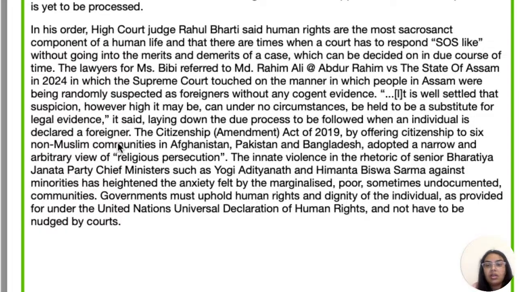Now, the Citizenship Amendment Act of 2019 by offering citizenship to 6 non-Muslim communities in Afghanistan, Pakistan, Bangladesh adopted a narrow and arbitrary view of religious persecution. So persecution is to oppress. Arbitrary means without any reason. So this Citizenship Amendment Act of 19, by offering citizenship to these people, by this it adopted a view which was unreasonable view of religious persecution. Religion के नाम पे किसी को परेशान करना.